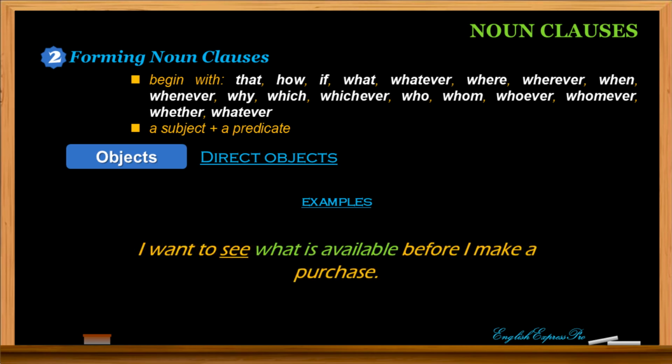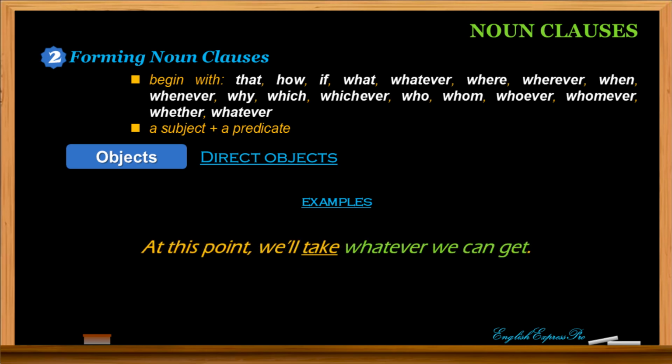I want to see what is available before I make a purchase. What is available is the direct object of the verb, see. At this point, we'll take whatever we can get. Whatever we can get is the direct object of the verb, take.